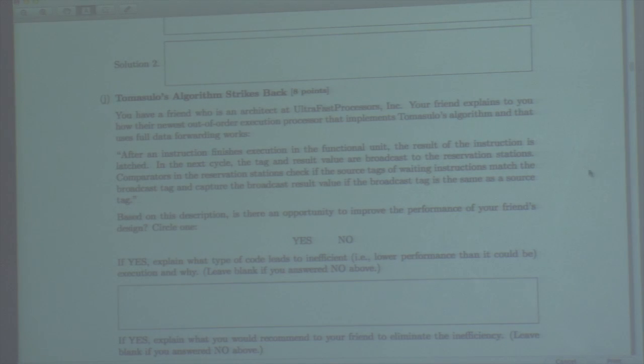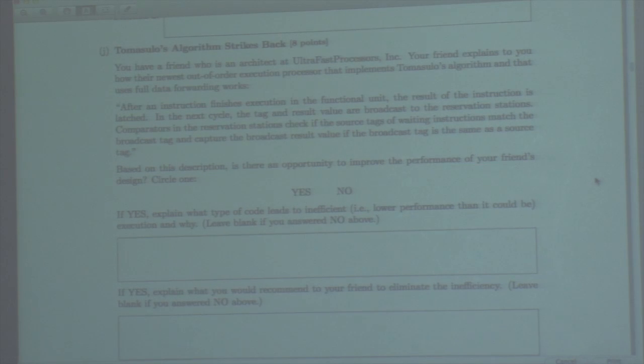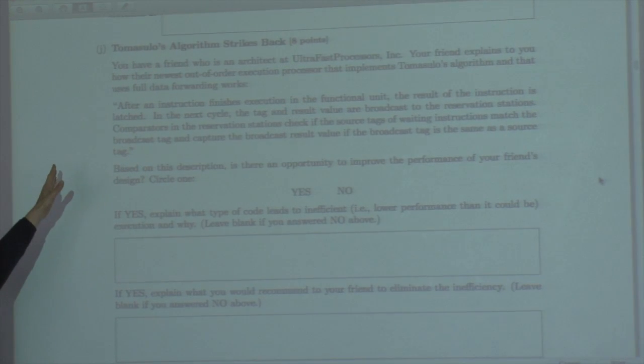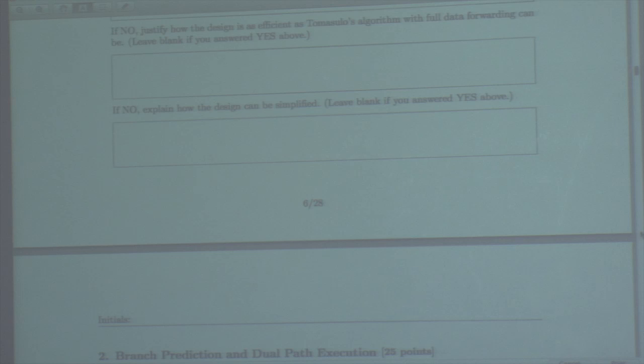But this is more of a design question also. If you look at this, again, I probably won't solve it for you, but we give you a design. Based on that description, is there an opportunity to improve the performance of your friend's design? And then you ask what type of code leads to inefficient execution in your friend's design and why? And then we ask you, what would you recommend to your friend to eliminate the inefficiency? If you cannot actually improve the design, then explain why not. Okay?